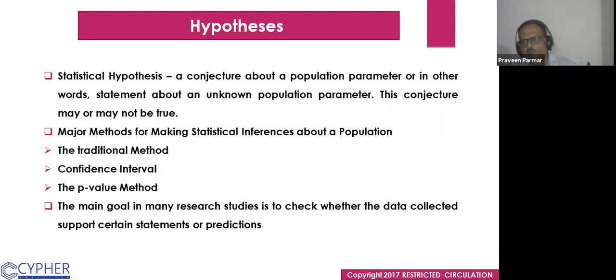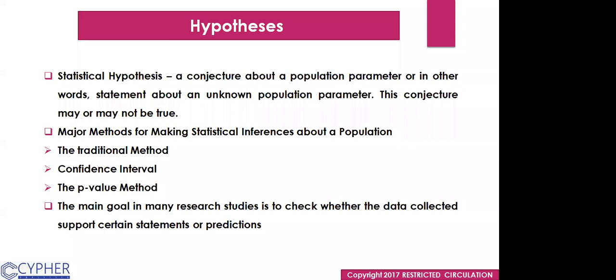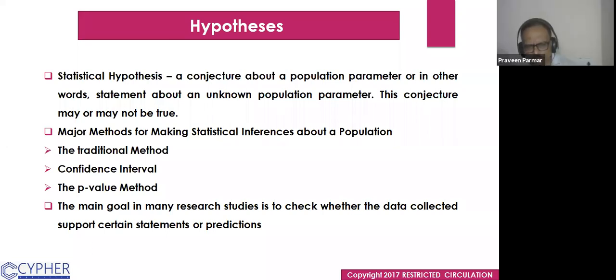Population parameter is what? If you toss a coin, what results will you get? Either head or tail. Okay. So this is the population parameter. We generally know that if we toss a coin, there is a 50% chance of head and 50% of tail. Does that make sense to you? This is a population parameter.